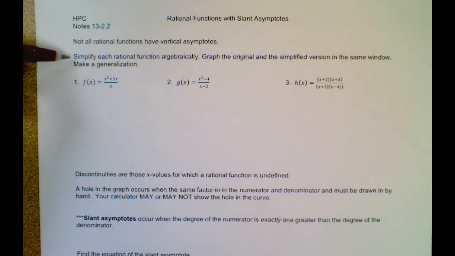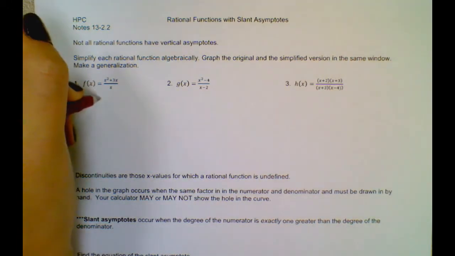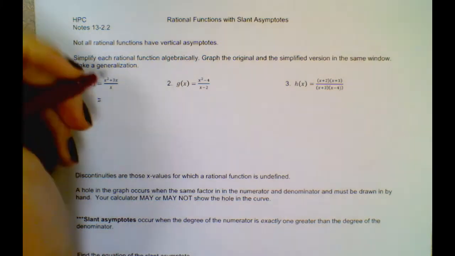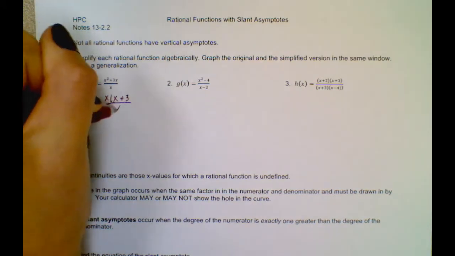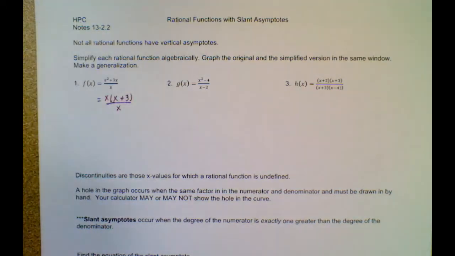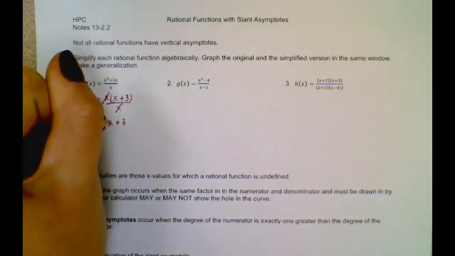So first we're going to start off by simplifying each rational function algebraically, graphing the original and the simplified version in the same window, and making a generalization. So let's look at this first example right here. Notice that the numerator has a GCF of x, so I can take out an x, I'm left with x plus 3 all over x, okay? Because there's an x in the numerator and denominator, they divide each other out. So then I am left with f of x equals x plus 3.